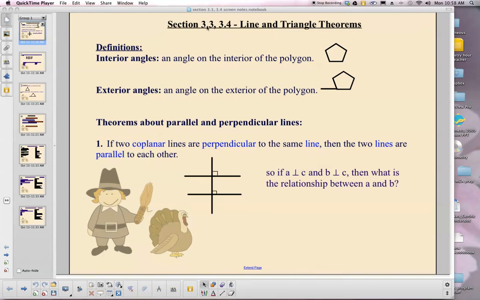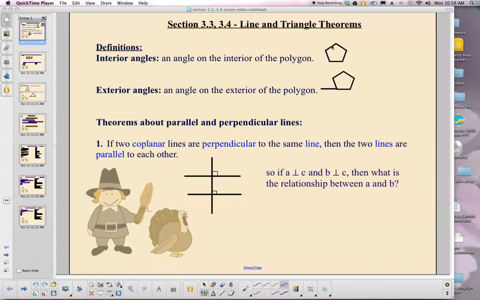This lesson combines two sections from our book, sections 3.3 and 3.4. It's on different theorems that revolve around lines and angles. The first thing that we have to do is look at a couple of definitions.